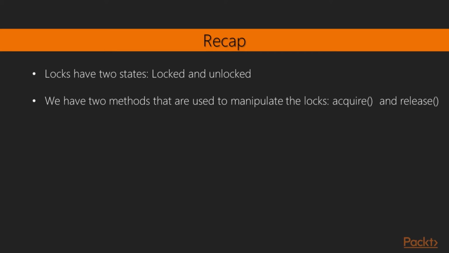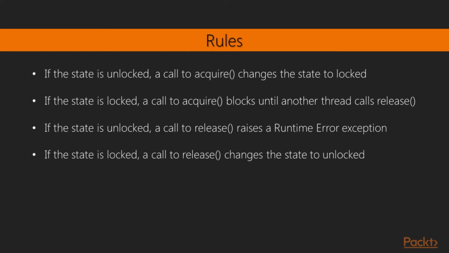Let's recap. 1. Locks have two states, locked and unlocked. 2. We have two methods that are used to manipulate the locks, acquire() and release(). The following are the rules. 1. If the state is unlocked, a call to acquire() changes the state to locked. 2. If the state is locked, a call to acquire() blocks until another thread calls release(). 3. If the state is unlocked, a call to release() raises a RuntimeError exception. 4. If the state is locked, a call to release() changes the state to unlocked.